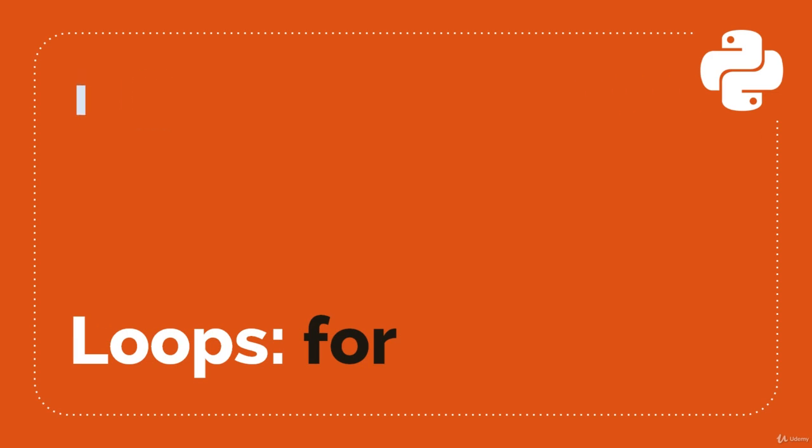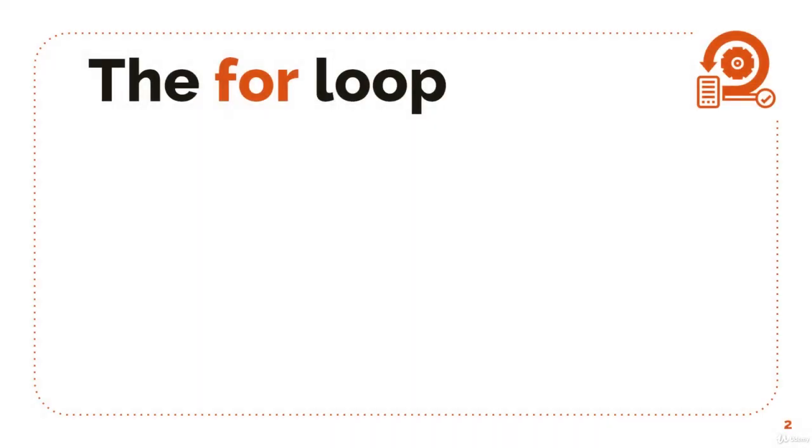In this lesson we'll be looking at another type of loop called the for loop. This is used to iterate over a sequence, which basically means you repeat over a sequence a number of times. The for loop can be used with different data types, but for this section we'll be looking at strings.